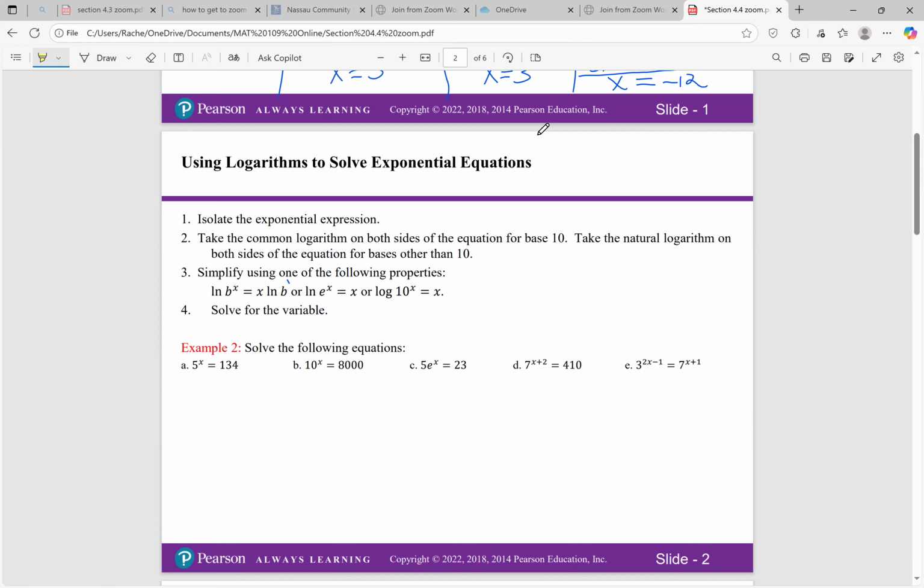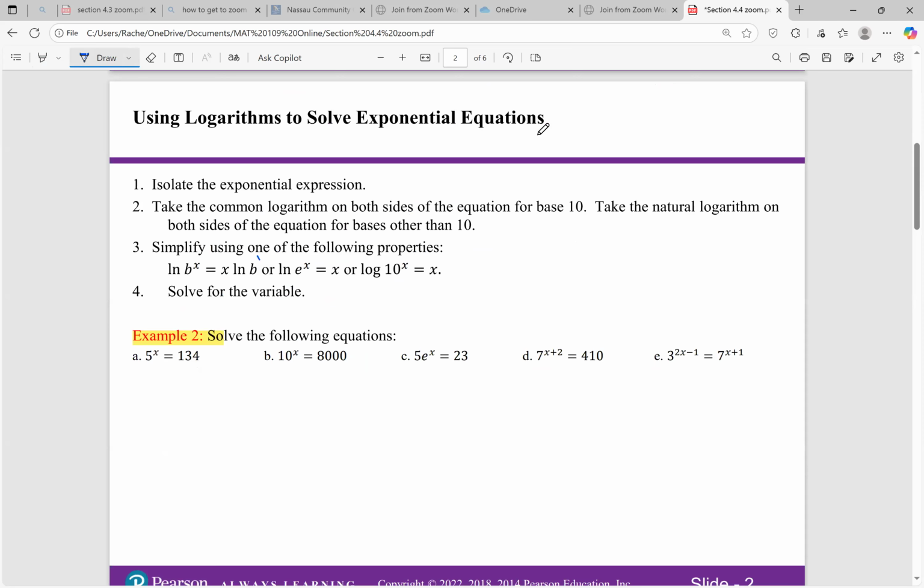So look at example 2. We want to solve the following equations. So you see, I'm going to make this a little bit bigger. It's not going to be feasible to rewrite 134 as base 5 and set the exponents equal to each other like we did in the previous example. So I'm going to use log. So what I'm going to do is take the common log of both sides. So if I take the log of 5 to the x, then I have to take the log of 134, right? Whatever I do to one side, I have to do to the other side.